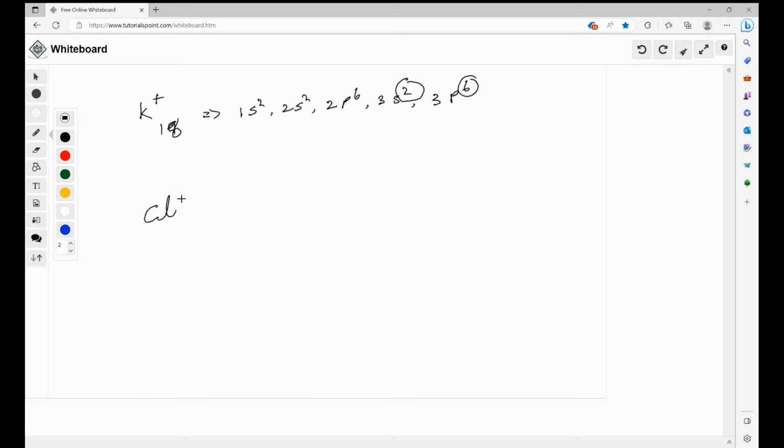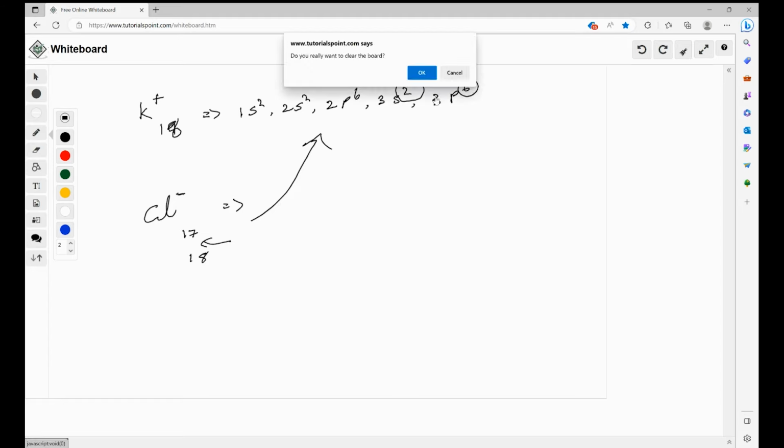Likewise, we think about Cl minus. It was 17 electrons. Now it has gained an electron already, so it will be 18. So it looks like this one again. Alright, it makes sense, right?